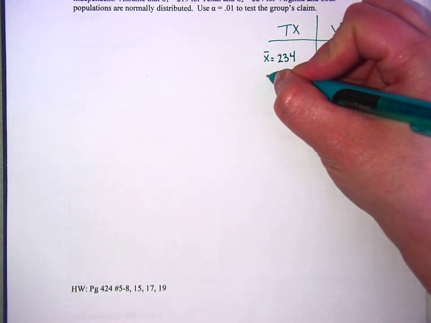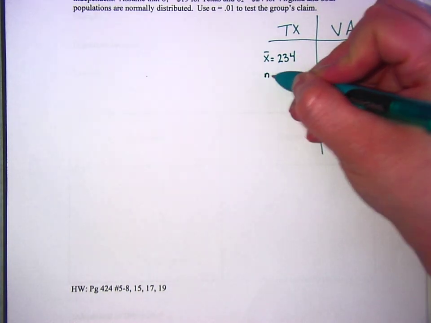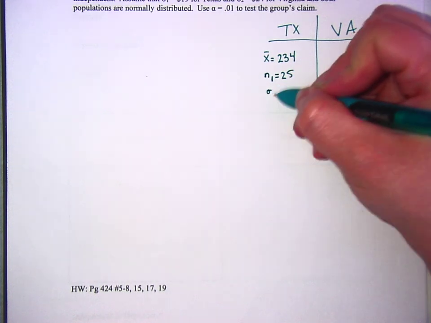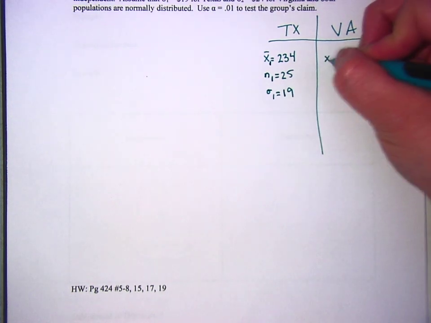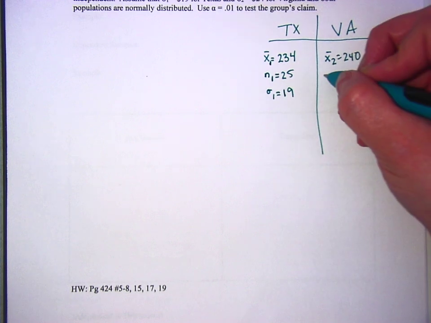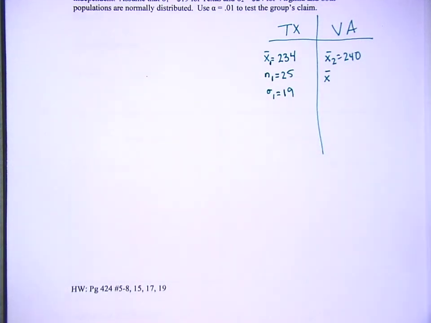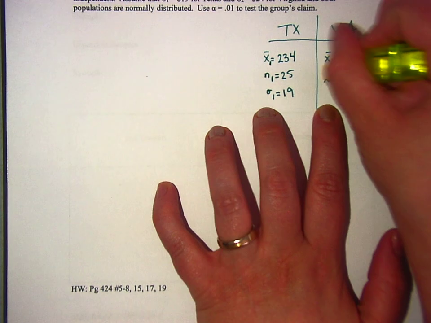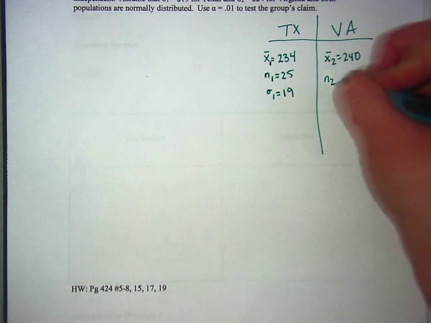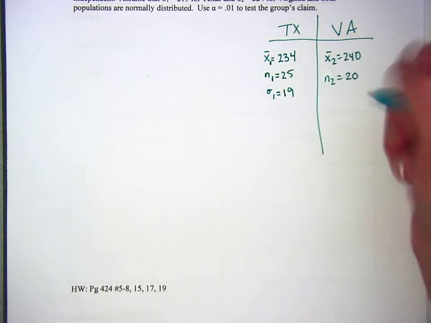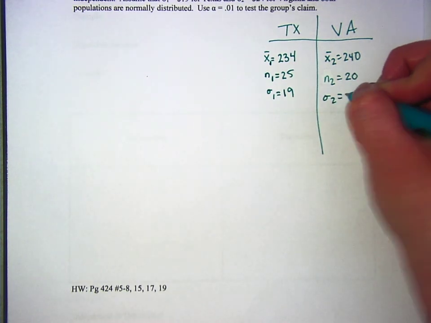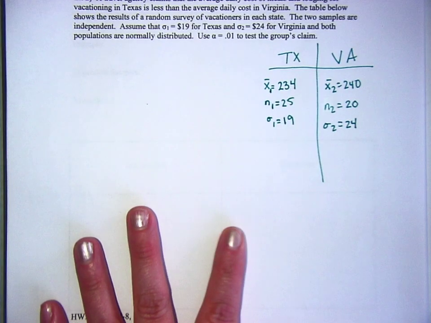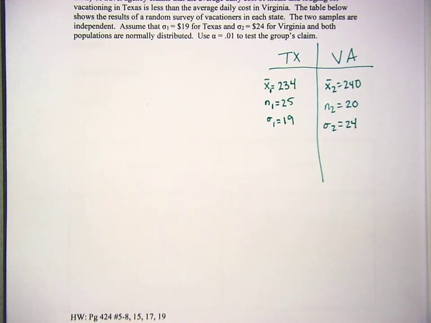And that their N sub 1 is 25. You forgot to put a one on the main. Thank you, the known standard deviation is $19. Virginia, the X bar 2 is $240. And the N2 is 20. Is that okay to have different sample sizes? Yes, as long as it's not a paired sample, it's fine. And then sigma 2 is 24. So another thing that means is that when you're doing your 2 sample hypothesis testing project, if you end up surveying 15 freshmen and 16 juniors, doesn't matter. Doesn't have to be equal.